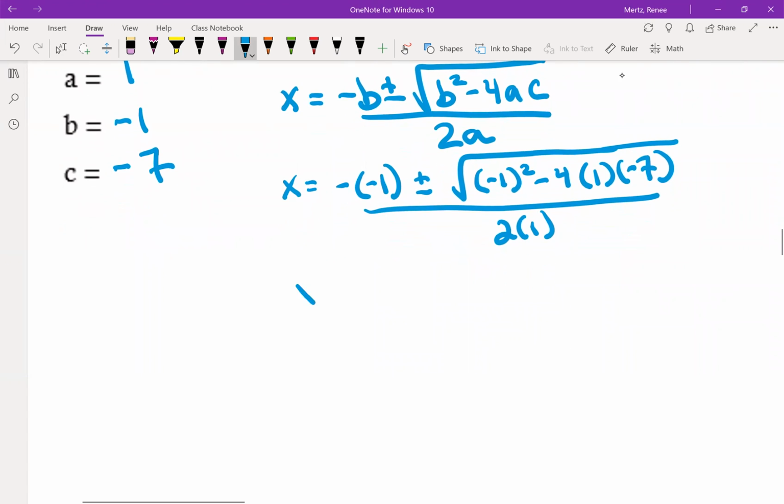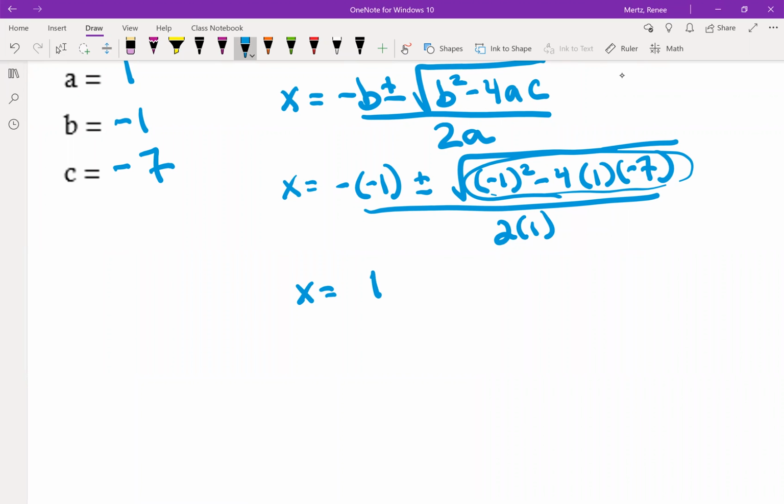All right, so I highly recommend you just type in the determinant all in one shot on your calculator. So type in (-1) squared minus 4 times 1 times -7. What did you get?